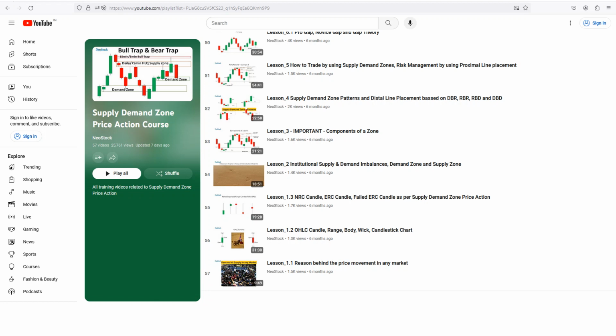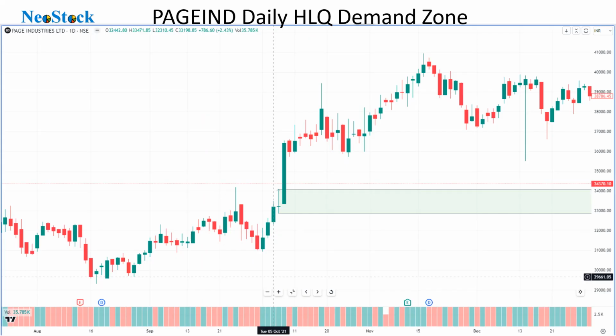Now let's get into the analysis discussion. We have identified 9 high liquidity zones. Out of these 9, we got a successful trade on Page Industries. This is a daily high liquidity demand zone. We have a rally, base rally. This rally candle is on 5th October 2021.